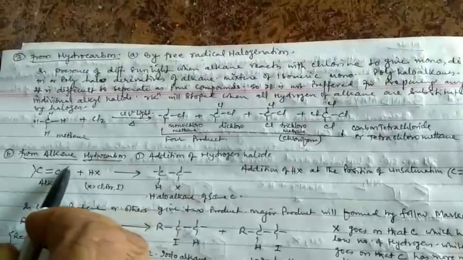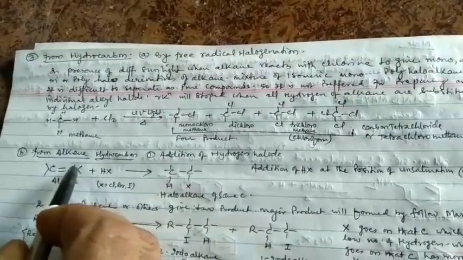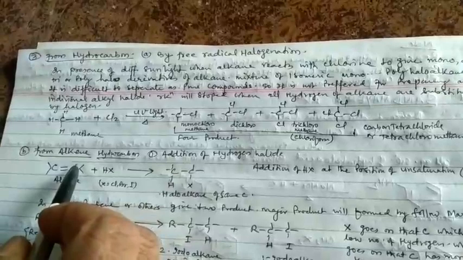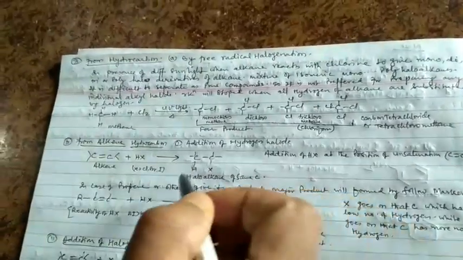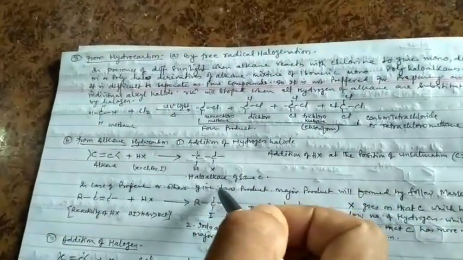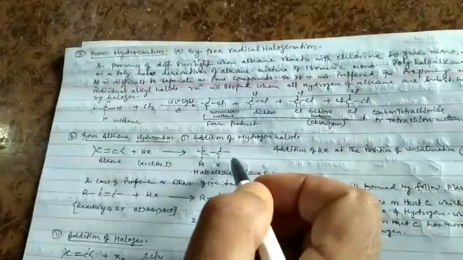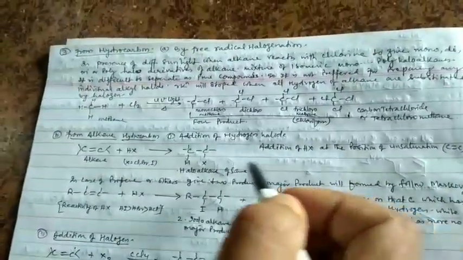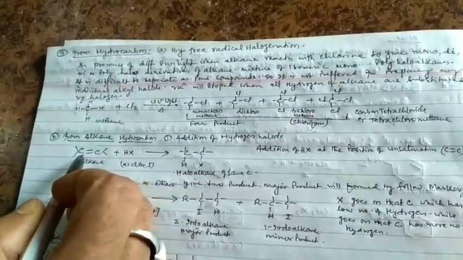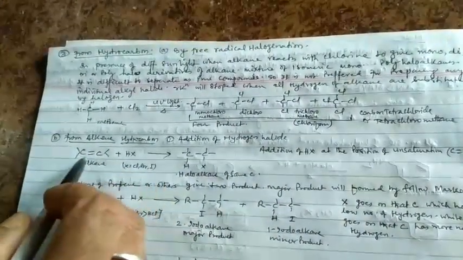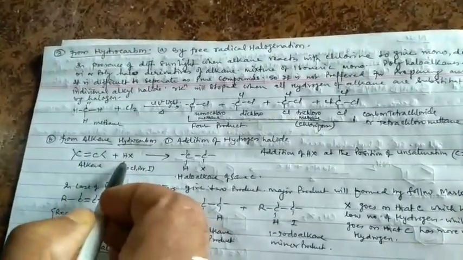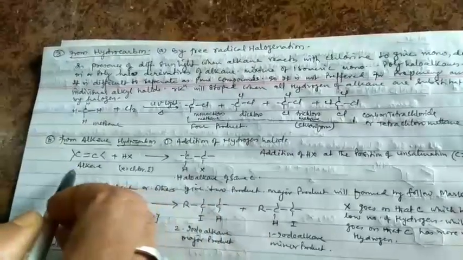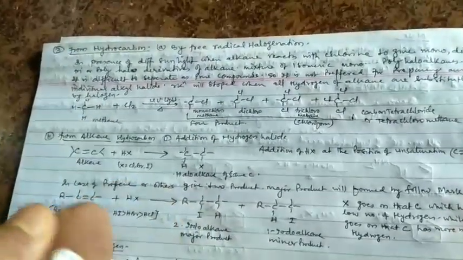But alkenes have a carbon-carbon double bond, an unsaturation. So they give addition with hydrogen halide and form the haloalkane. The hydrogen halide adds at the position of unsaturation, the carbon-carbon double bond. One pi bond breaks into two sigma bonds, and hydrogen and halogen are added with those sigma bonds.